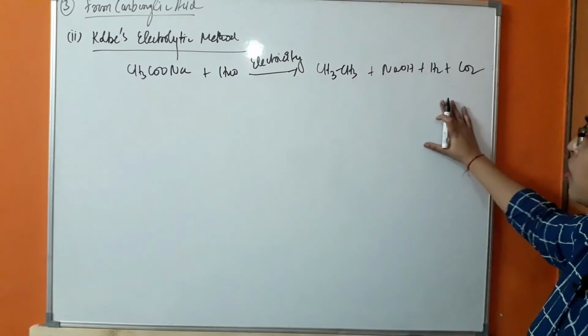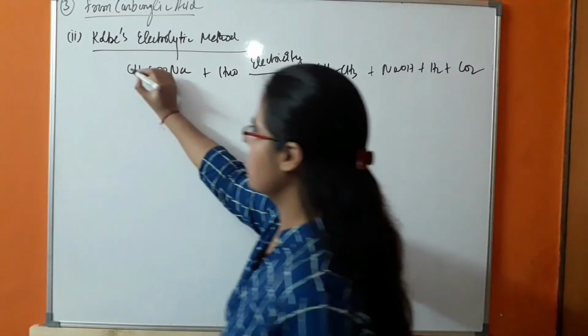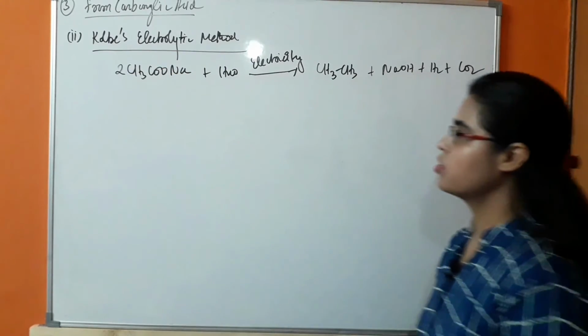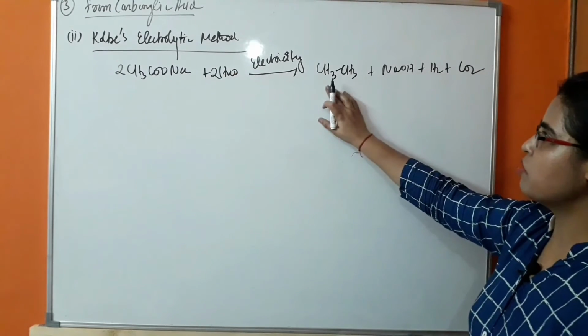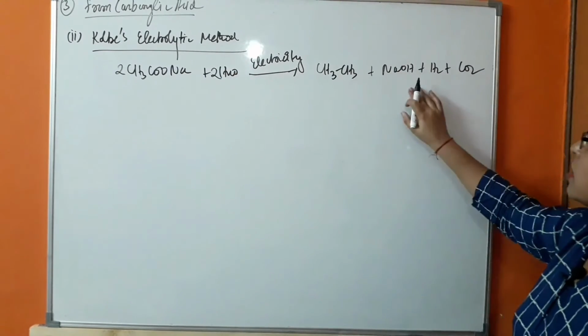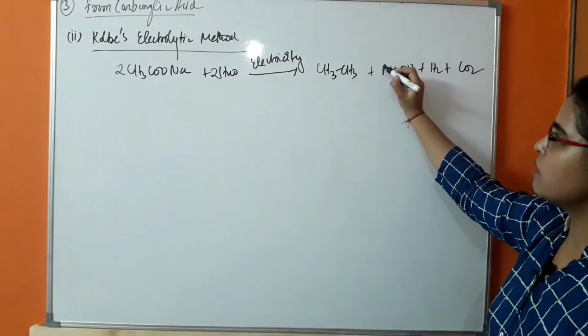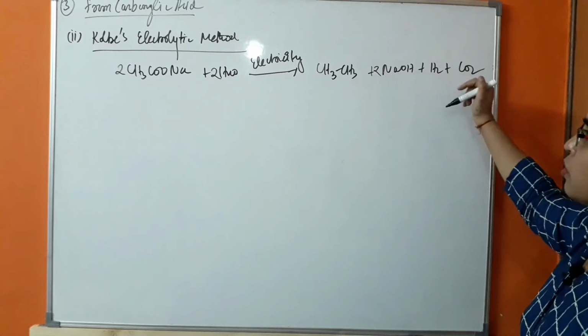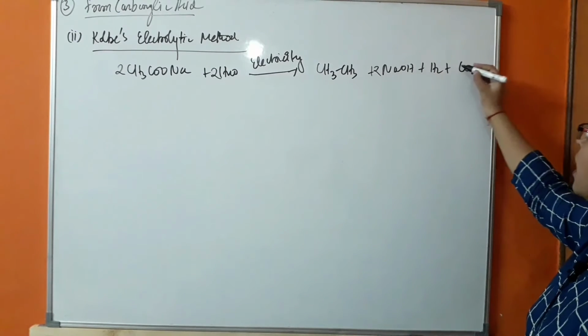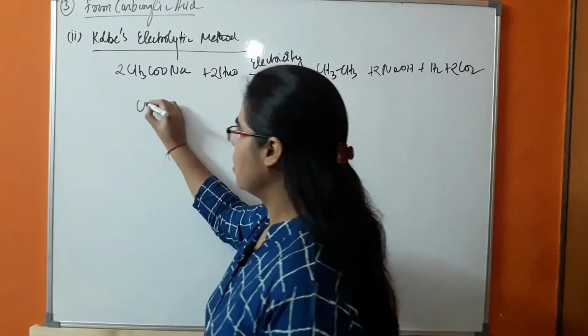So this reaction is not balanced. So first of all, balance the reaction. 2 CH3COONa, 2 molecules of water. So there will be formation of, okay? In this case, sodium hydroxide will be 2, then hydrogen number will be 1 and CO2 will be 2.